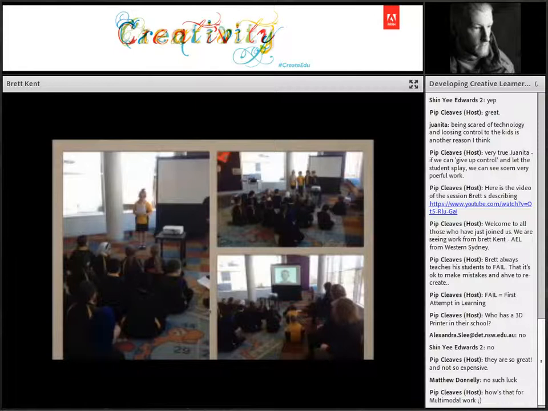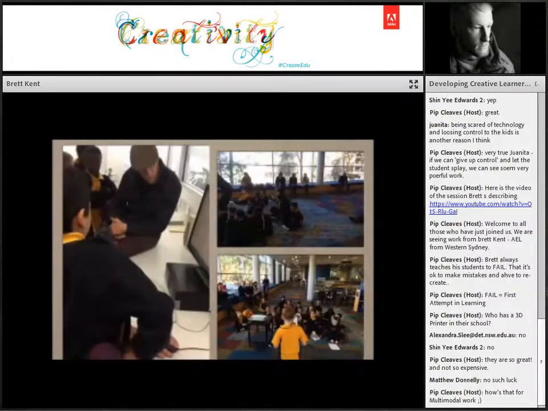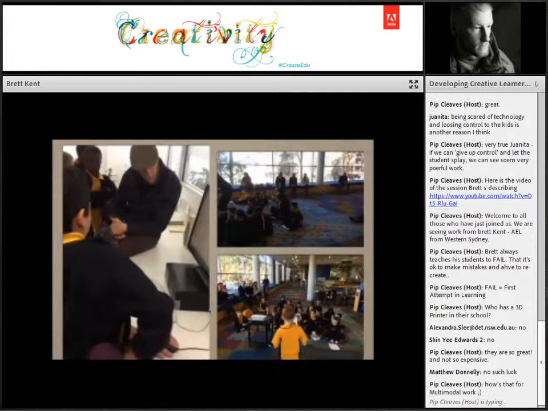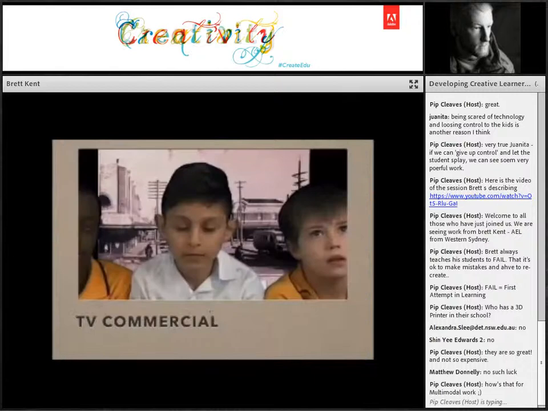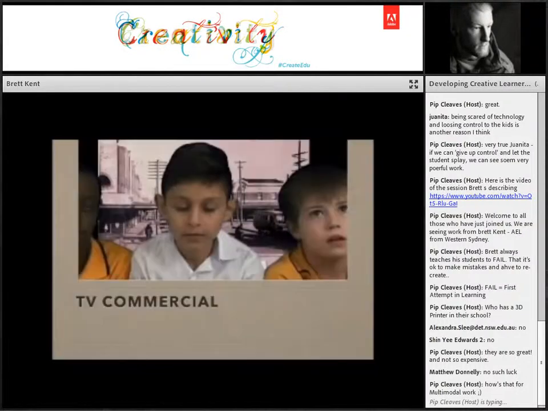We can see the students here presenting their campaigns to the local library, to the general public, and this was done on a day when the library was open to the public and people were coming in and they were watching our students actually present their campaigns. This is one of the examples of one of the students' work that got published out.